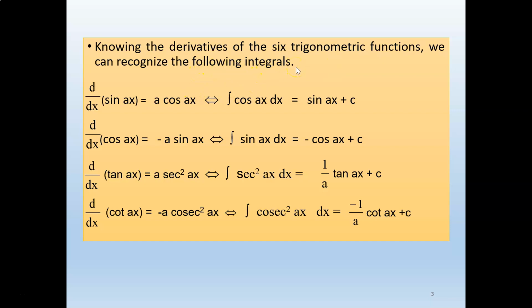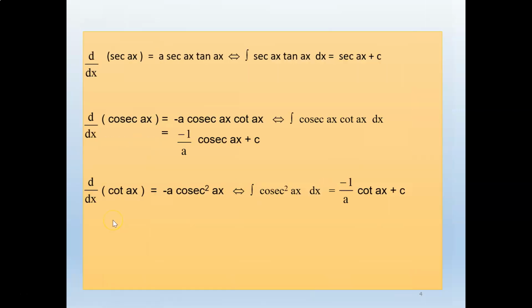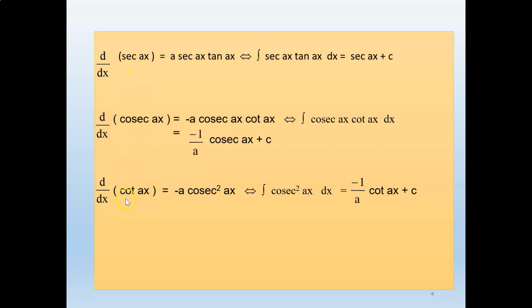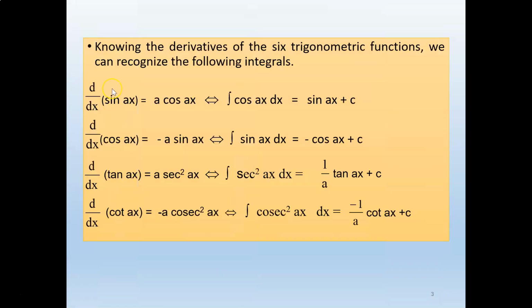Previously in differentiation, we have learned how to differentiate sine and cos. Today, there are some extra functions you're going to see, which are tangent, cot, sec, cosec. We're going to see the first one, which is sine x. Differentiate sine ax with respect to x, and you're going to obtain a cos ax. Every time you differentiate sine, you're going to have cos.